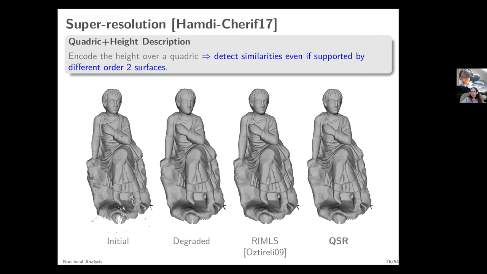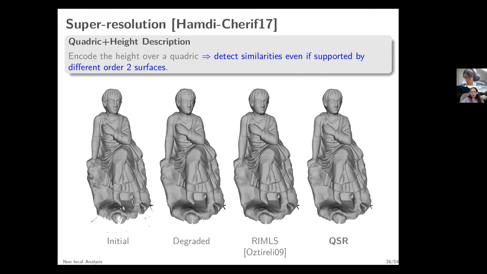Another thing you can do is say that computing a descriptor over a plane might not be the best thing, because then you're encoding basically the large scale curvature. So you might want to go above that, because you'd want to see if a pattern is similar all over the surface, although the large scale curvature changes. So you can try to encode the height over a quadric instead of the height over a plane. And in that case, you can detect similarities even if they are supported by different order two surfaces. And this is slightly more demanding, but not so much. It's just a matter of more engineering, let's say.